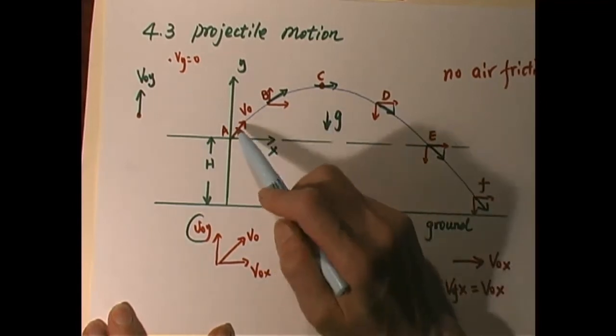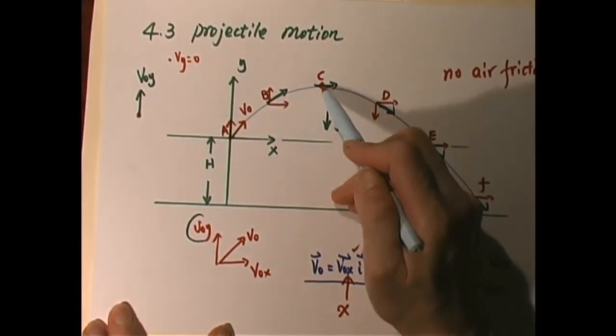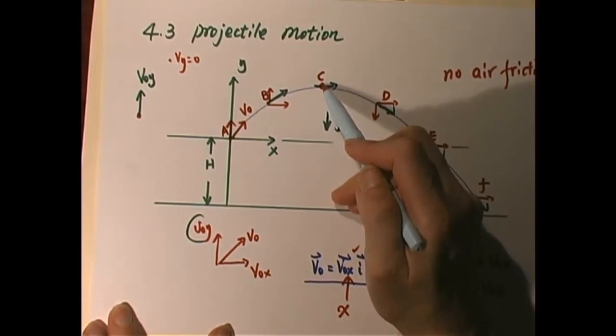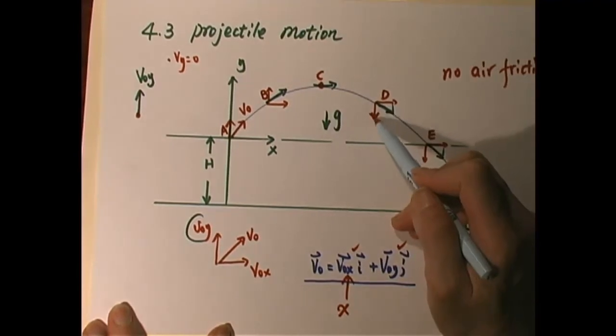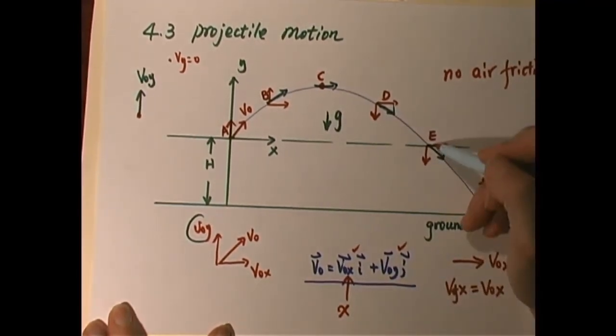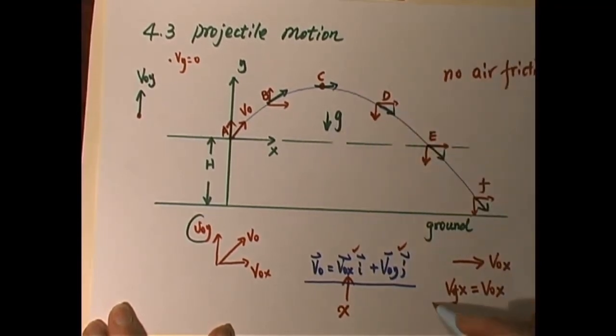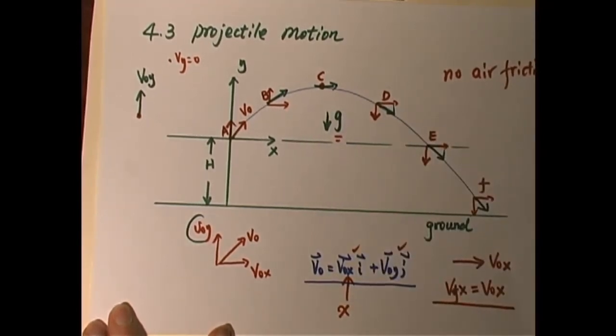So in the y direction, you see initially it's up, then gets shorter, slows down, and then the y direction velocity is just 0. And then it changes direction and the magnitude increases. But the x direction stays constant because there is no air friction. The y direction has no air friction either, but there is a downward acceleration all the time.